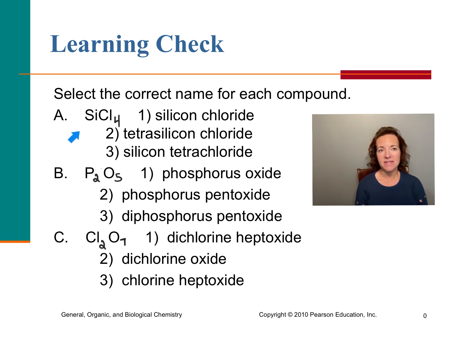We have SiCl4. Your choices are silicon chloride, tetrasilicon chloride, or silicon tetrachloride. Letter B, we have P2O5. Your choices are phosphorus oxide, phosphorus pentaoxide, or diphosphorus pentaoxide. And then for letter C, we have Cl2O7. Your choices are dichlorine heptaoxide, dichlorine oxide, and chlorine heptaoxide. See if you can pick out the correct ones for each of these.